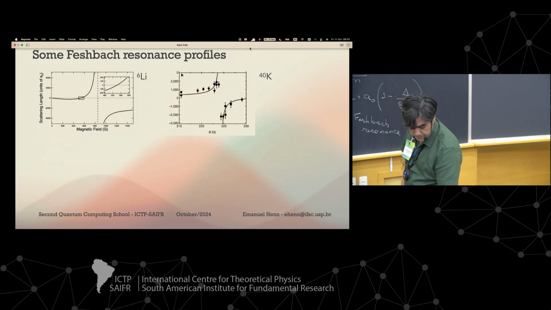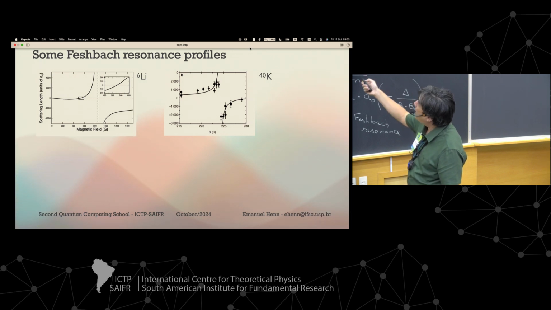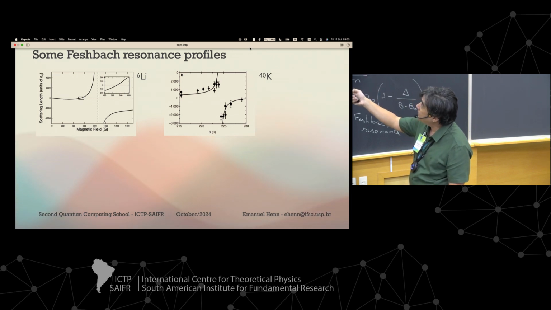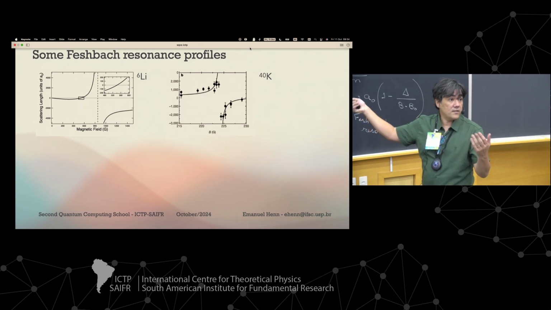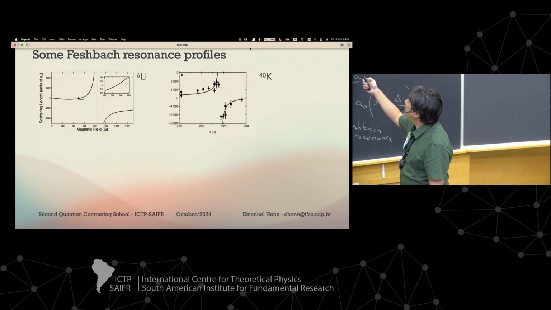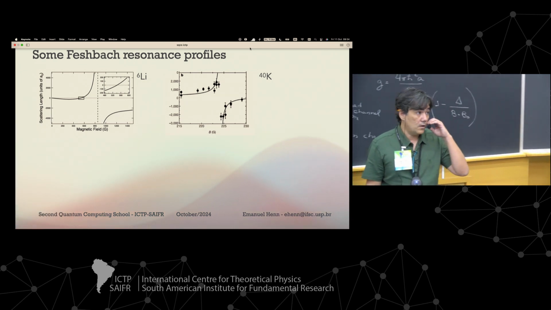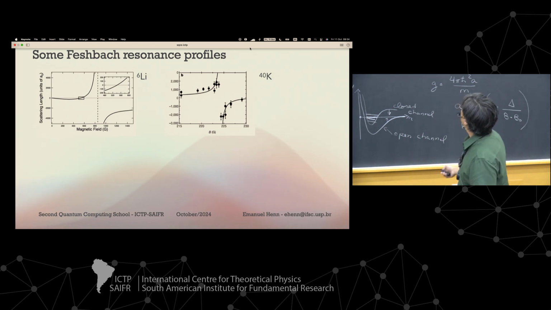Another example, this is potassium. It's happening at around 224 Gauss. You see that this is around 800 Gauss, so it's this B0 that is very different. It's narrower also, but you can also work with that.